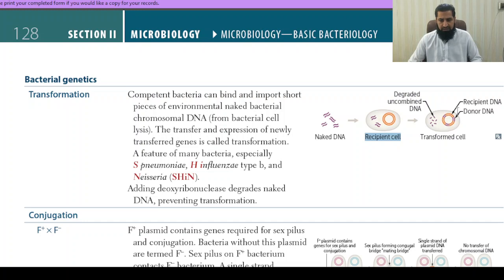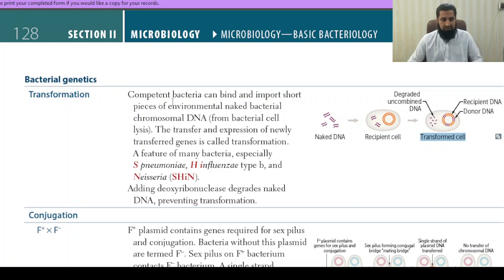recipient DNA. Here you can see this part is the recipient DNA, and this part, which looks blue, is the donor DNA. This cell is called the recipient cell, and this cell is called the transformed cell. Depending upon the genetic material, this bacteria can be quite different from this bacteria. So let's see the theory.